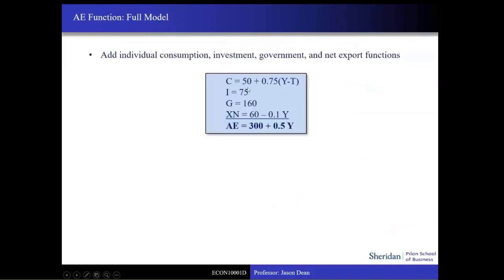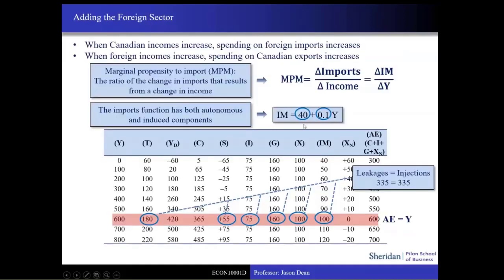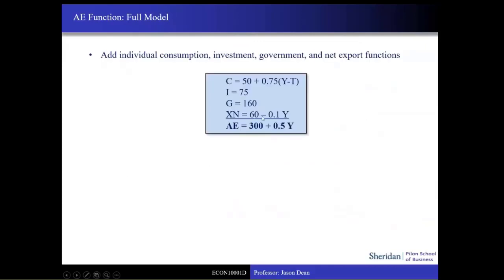So let's solve for the full model. To solve for the full model now, we're going to do C, which is this, plus I, plus G, plus net exports. And net exports is 60 minus 0.1Y. Let's just go back and see where that comes from. We know that imports are 40 plus 0.1Y. So if we did exports, which is 100, we would have 100 minus this expression here. And so our net exports would be 60 minus 0.1Y. If we add all these together and simplify, we'll get that the aggregate expenditures function is 300 plus 0.5Y.